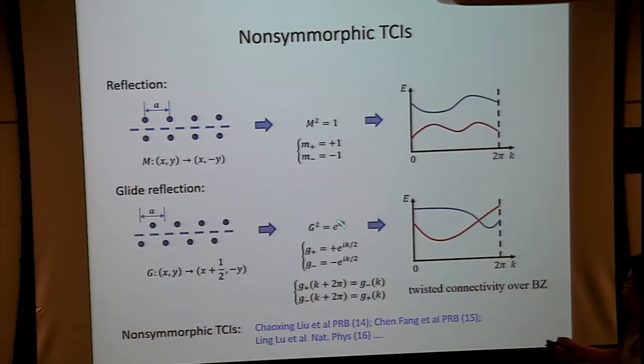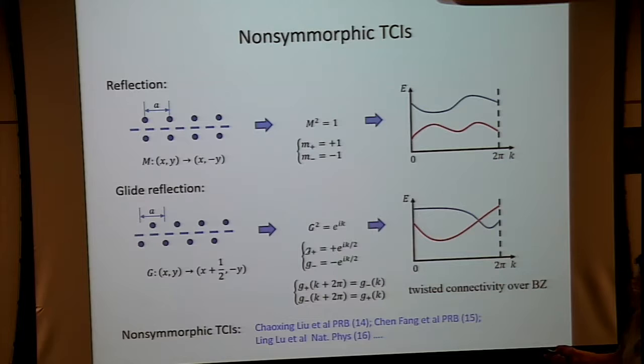We know that the eigenvalue associated with a lattice translation operator is e to the i k, where k is the crystal momentum. So this immediately tells us that g squared has eigenvalue e to the i k, so the eigenvalue associated with the glide itself has to be e to the i k over 2, but it can have either plus or minus sign in front. So there are two types of eigenstates.